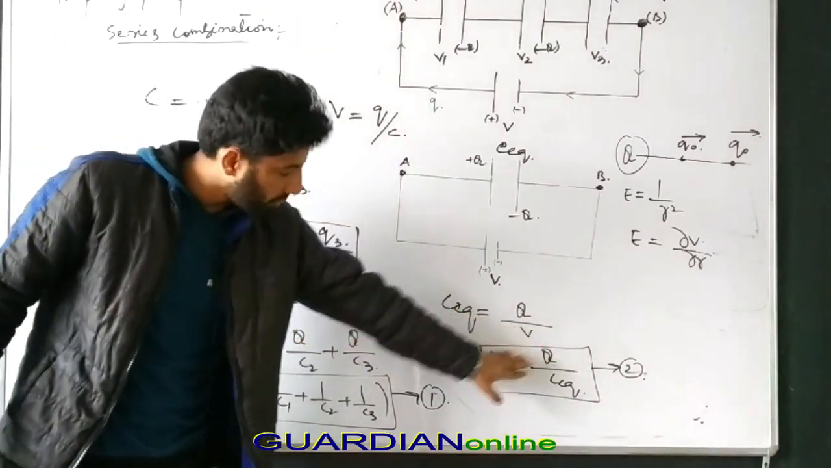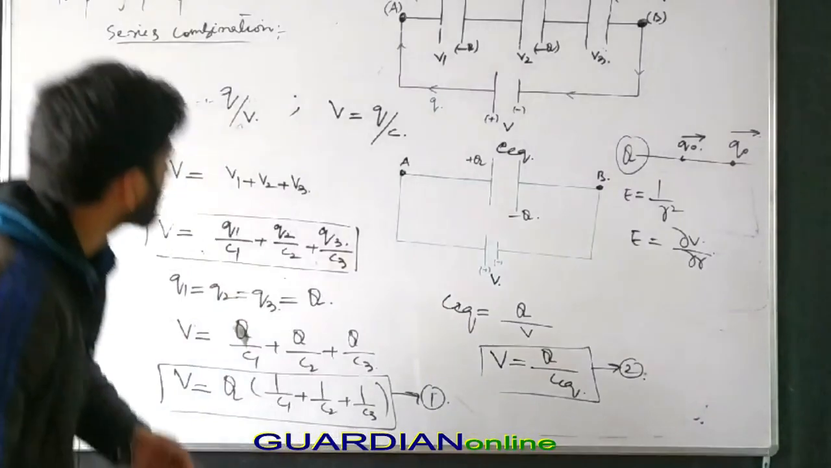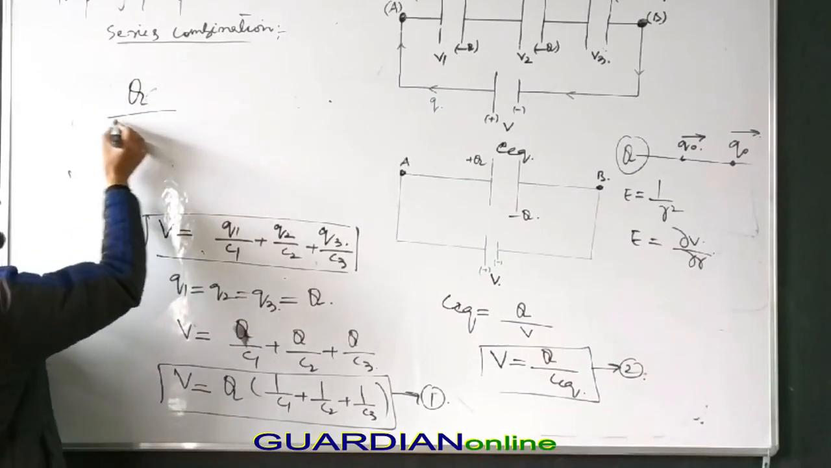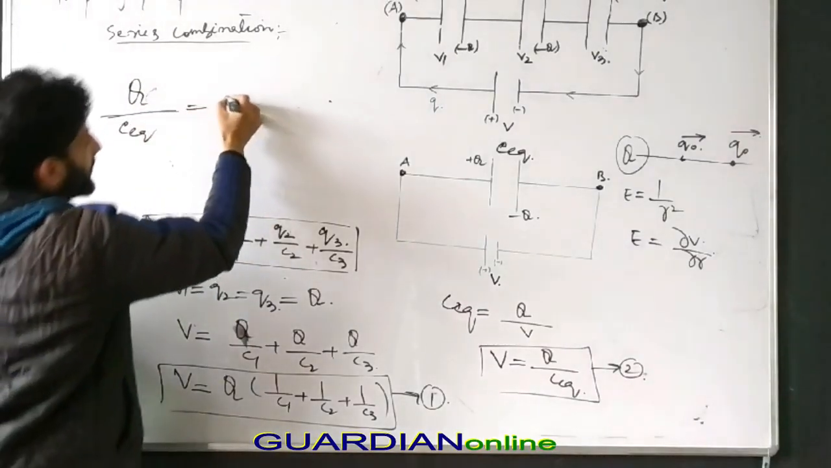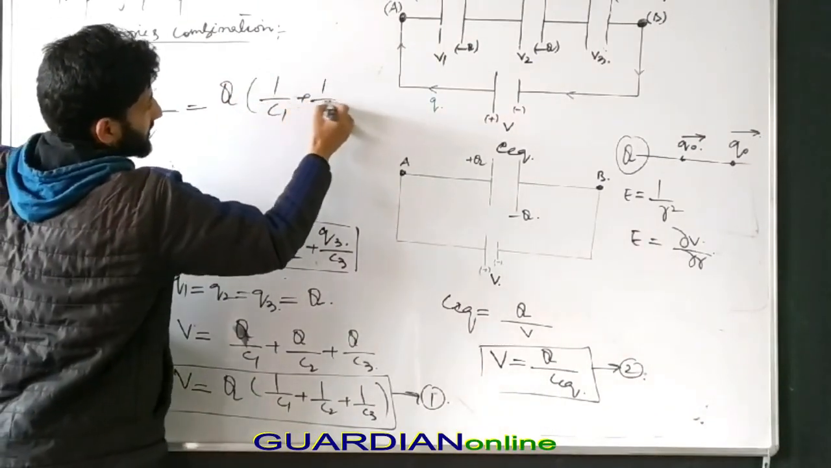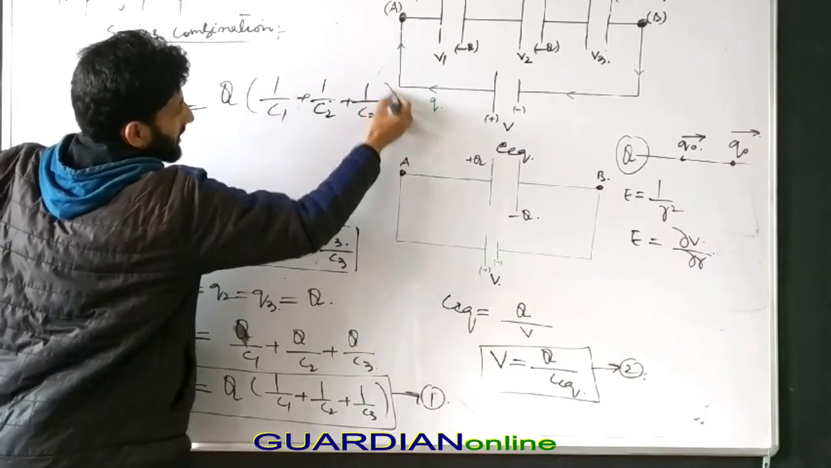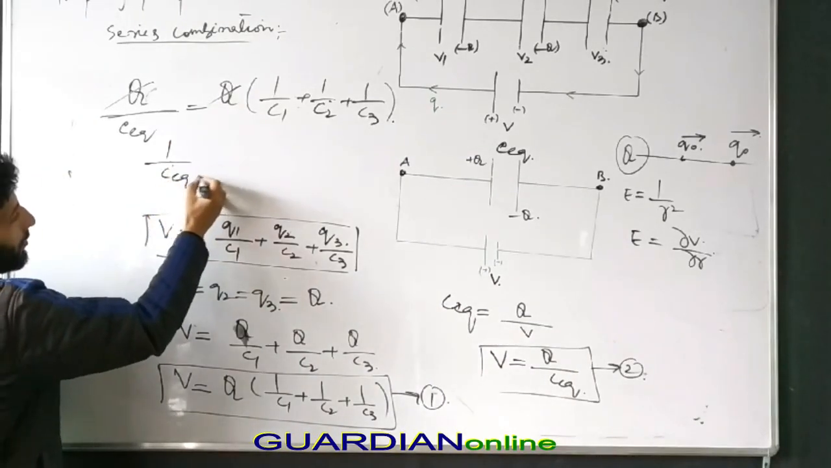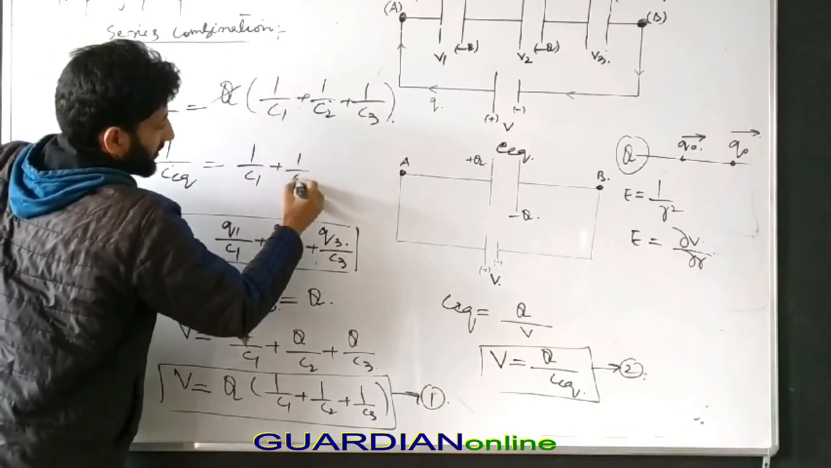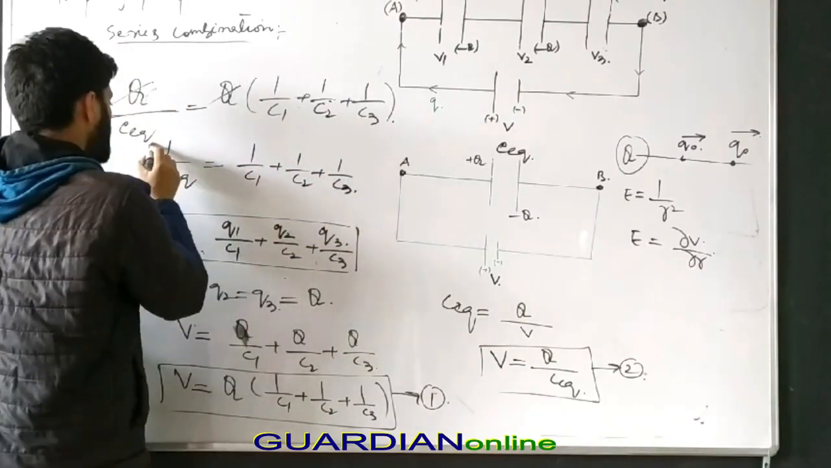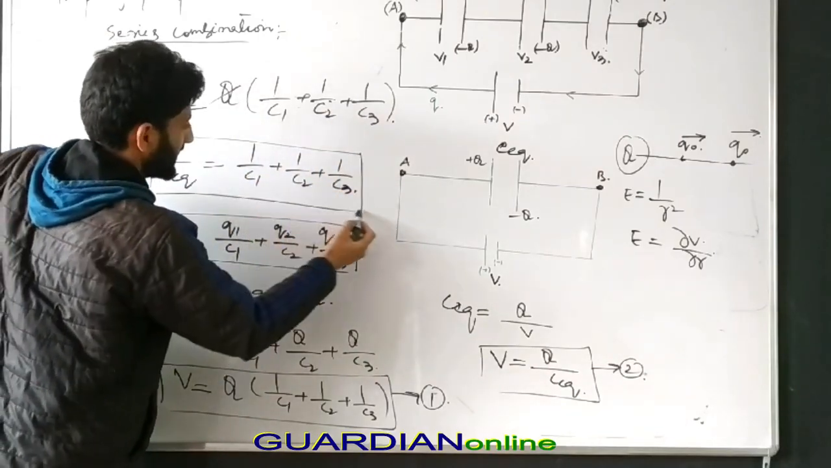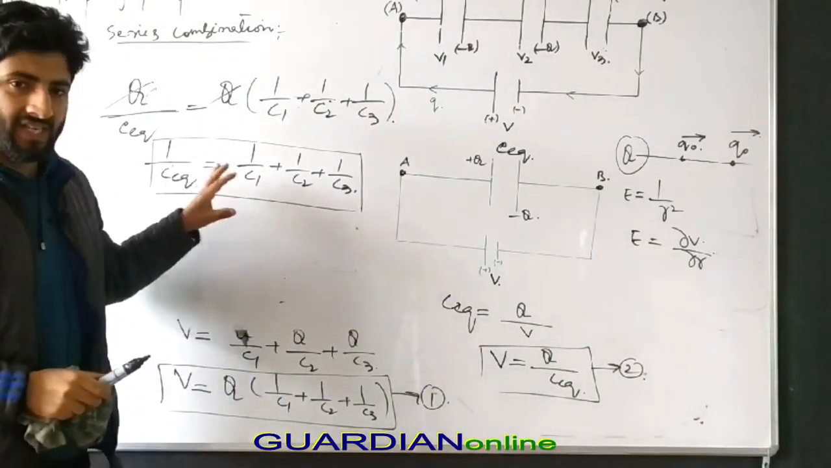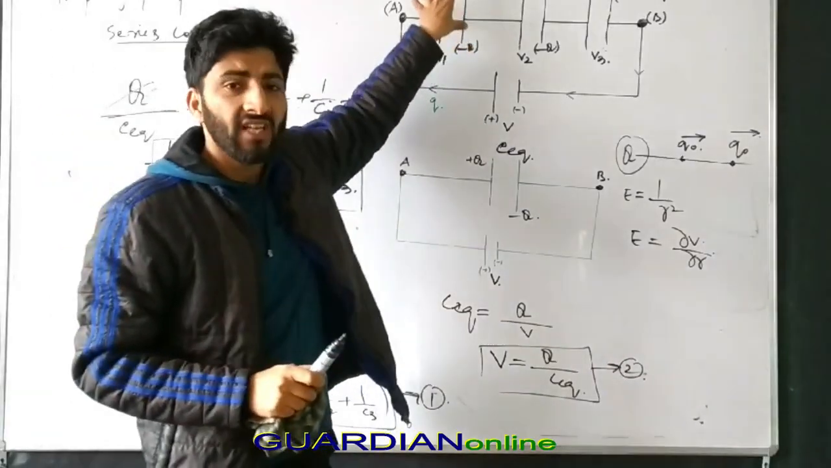If we put equation 2 into equation 1, we get a very simple result: Q divided by C equivalent is equal to Q times (1 by C1 plus 1 by C2 plus 1 by C3). Now Q cancels with Q, so 1 by C equivalent equals 1 by C1 plus 1 by C2 plus 1 by C3. This is the famous and very important relationship when capacitors are connected in series.